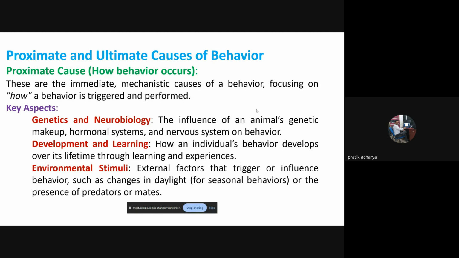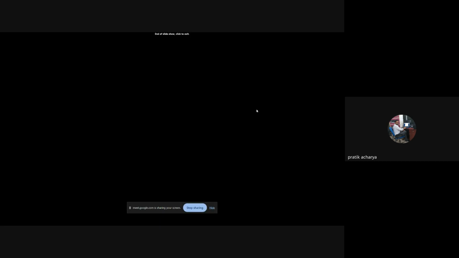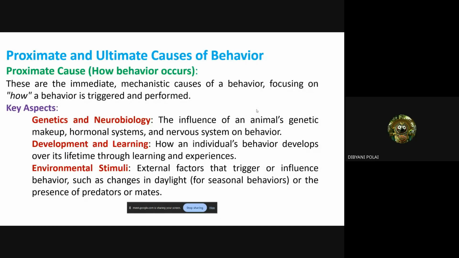If any kind of external stimuli is there, behavioral evolution is also there. That is essential. All of you clear up to this? Yes, sir. That is the first part we have covered from your syllabus: the evolutionary approach and different causes along with objectives of behavior.